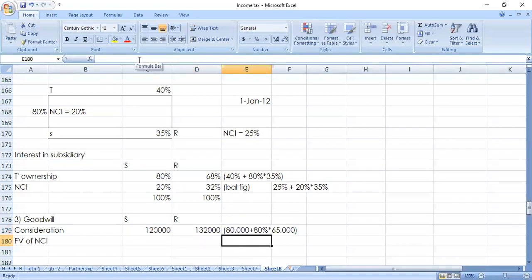Then for NCI, it's normal. You still multiply the percentage. In case it's not given, multiply the NCI percentage, which was 32%, plus the fair value of net assets acquired. Okay, guys, unless you have any questions, I beg to stop here, really.